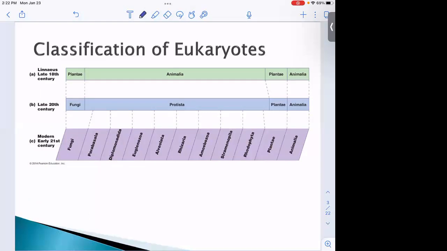So basically when we first started classification, remember Linnaeus said, hey, there's 2 kingdoms, plants and animals. We've been making that a little bit more complex ever since. Late 1900s, we had a few more kingdoms, including the fungi and protists in terms of just the eukaryotes. Today, this is the actual accepted taxonomy that scientists use.